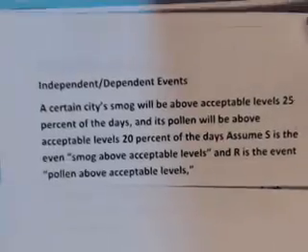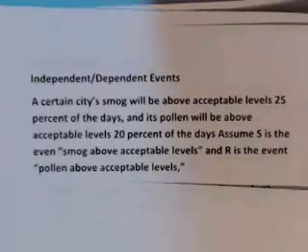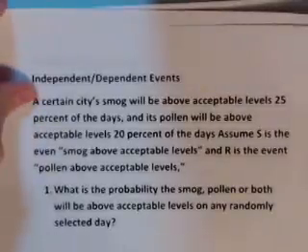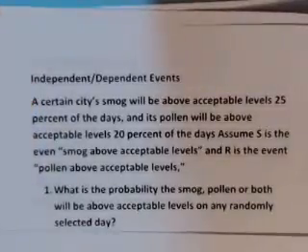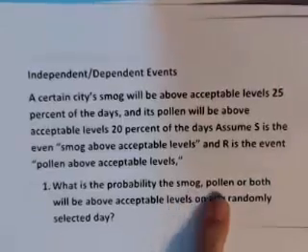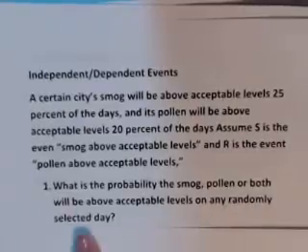Now, first we have to decide whether we're dealing with independent or dependent events. And we have a formula that we can use that will help us to decide that. So if we first think of them as being independent, what is the probability the smog, pollen, or both will be above acceptable levels on any randomly selected day?